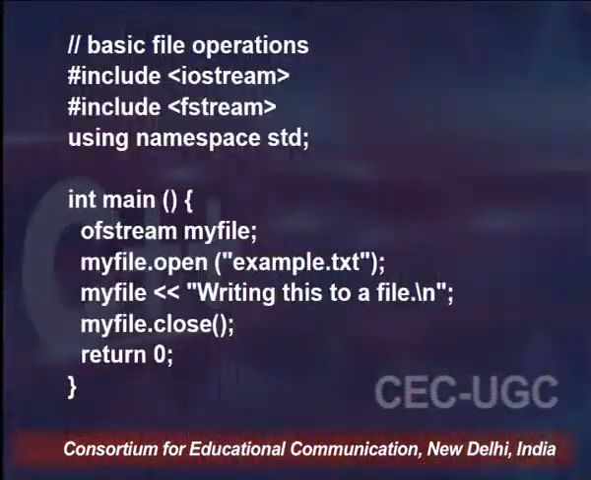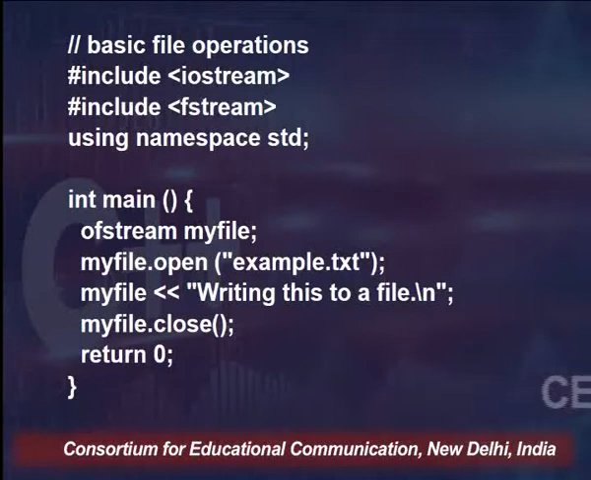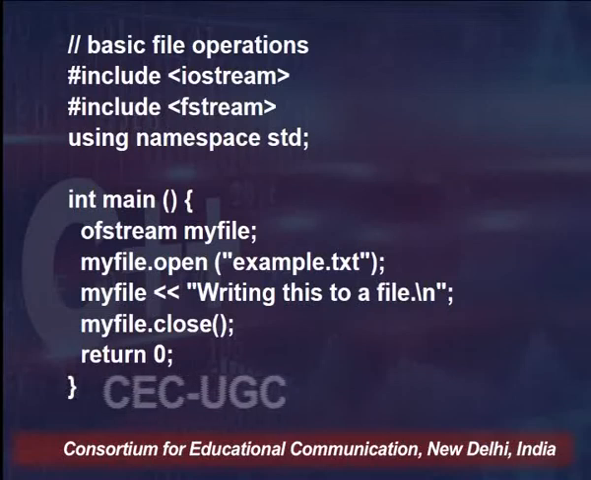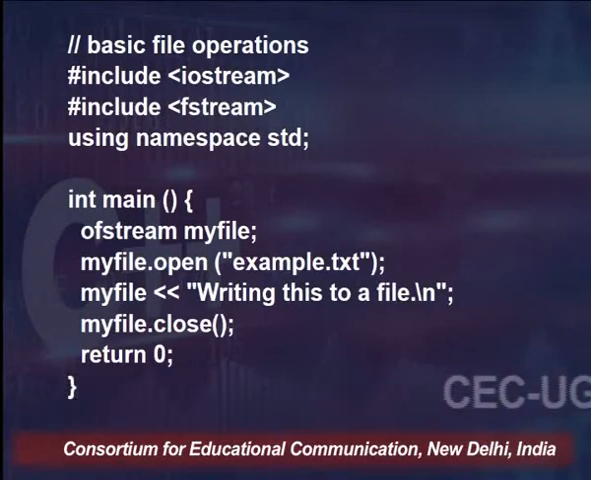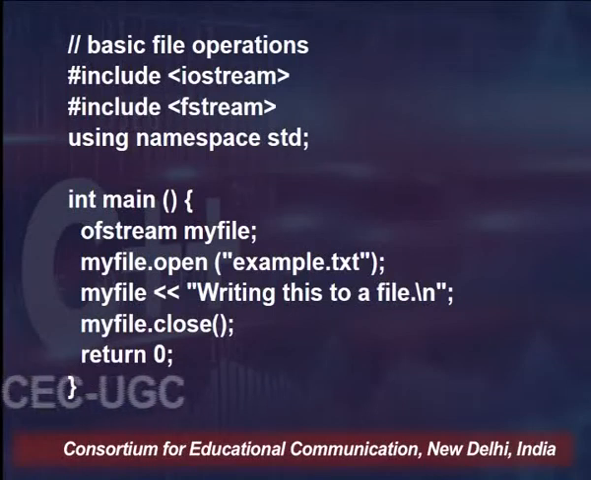And now what are we going to do? We are going to pass a command which says myfile.open("example.txt"). Now example.txt is the name of the file, and this name of the file will come under double inverted commas inside the parameter list of open.